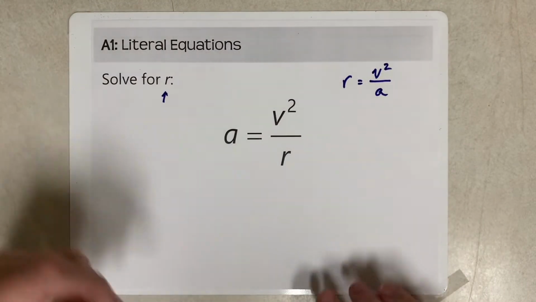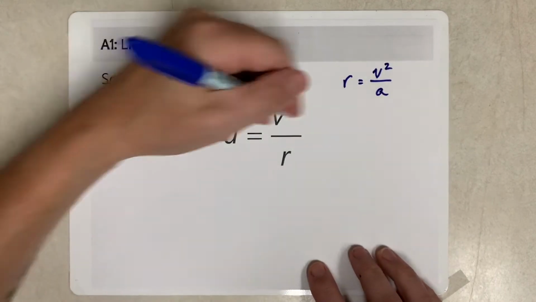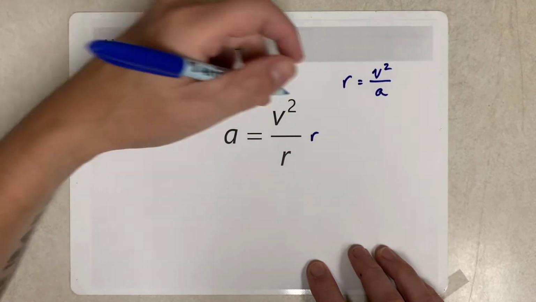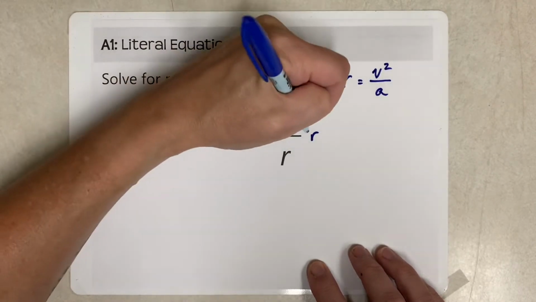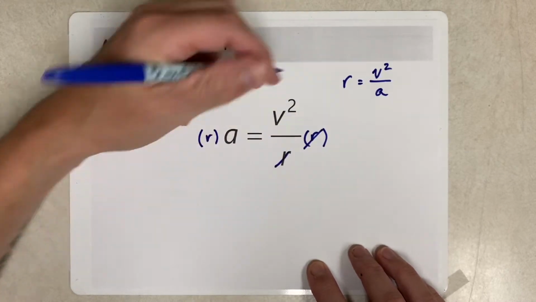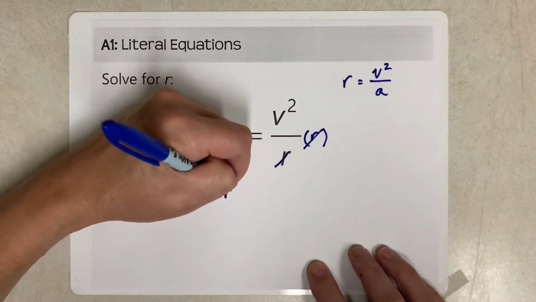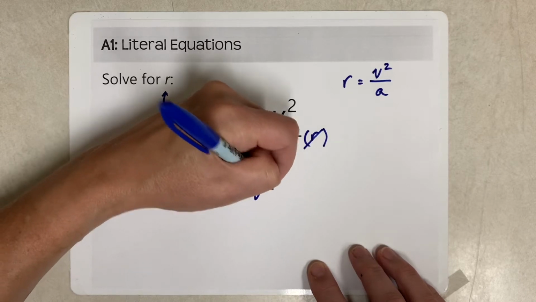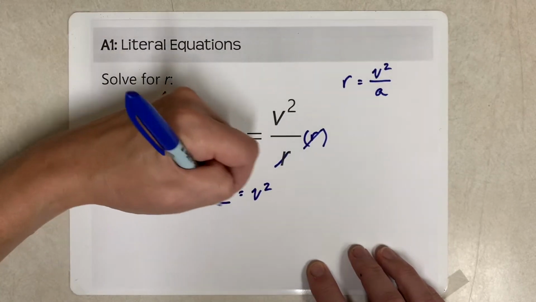Okay, so if I didn't know that, then I would have to multiply both sides by r, probably, right? To move it over. Okay, those would cancel. I get a times r is equal to just v squared. And now I have to divide both sides by a to get rid of the a.